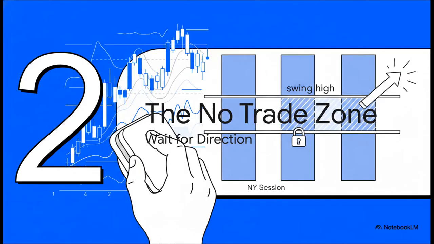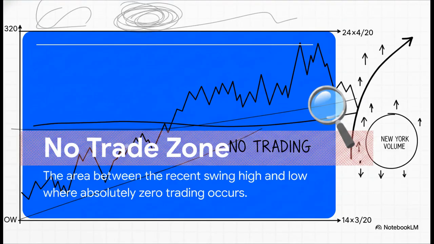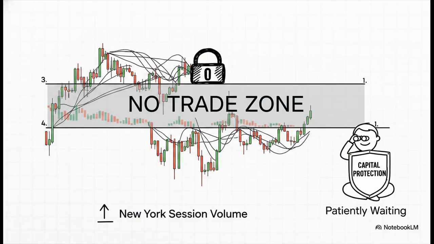Okay, moving on to the next concept, the no trade zone. So once you've got those recent highs and lows marked, you've essentially built your boundaries. And those boundaries create the no trade zone. By definition, this is the area strictly between that recent swing high and swing low where, and I mean this, absolutely zero trading occurs. Say it out loud, no trading. This is where price is just consolidating and hasn't chosen a direction yet. Inside this zone, your one and only job is to do nothing.